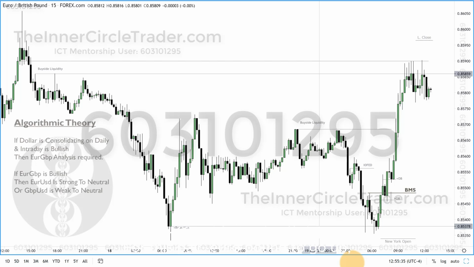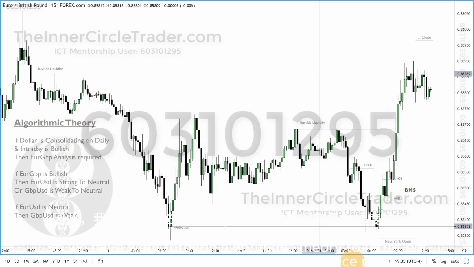For this pair, euro pound, to go up, one of two things has to happen. Either the euro goes higher while the pound stays in consolidation, or euro stays neutral while pound goes lower. That's the only thing that can happen that makes this pair go up. Now, furthermore, if euro dollar is neutral, then pound dollar is weak.